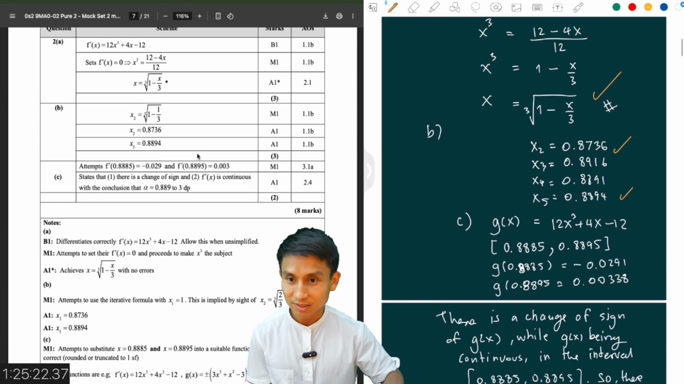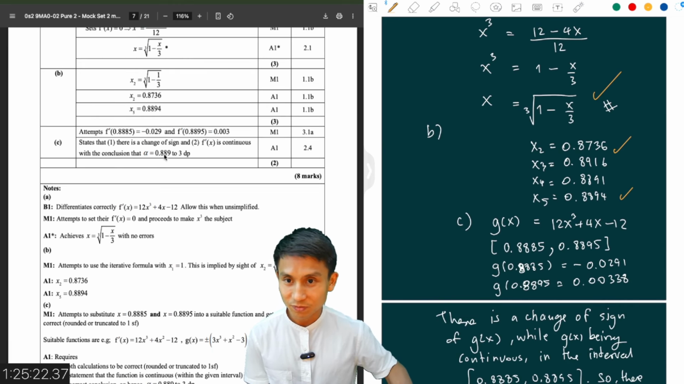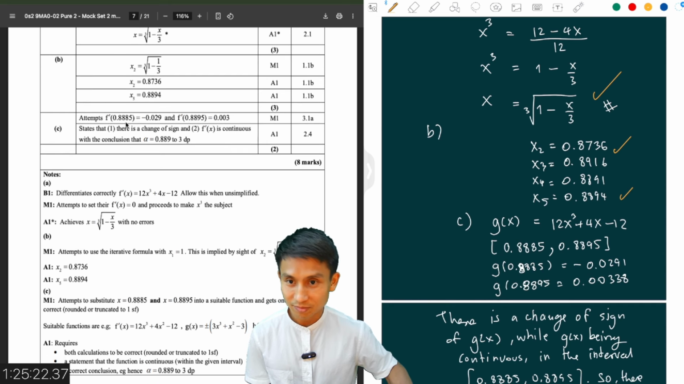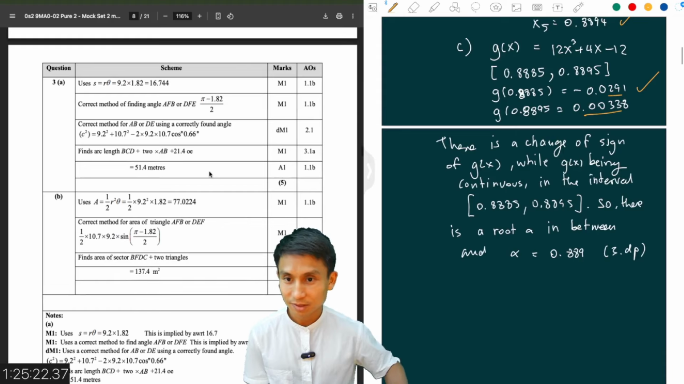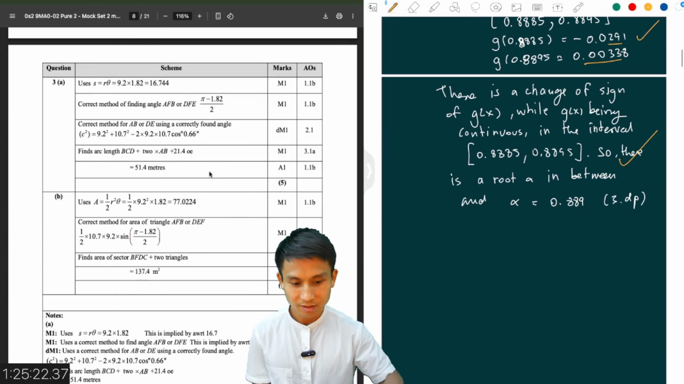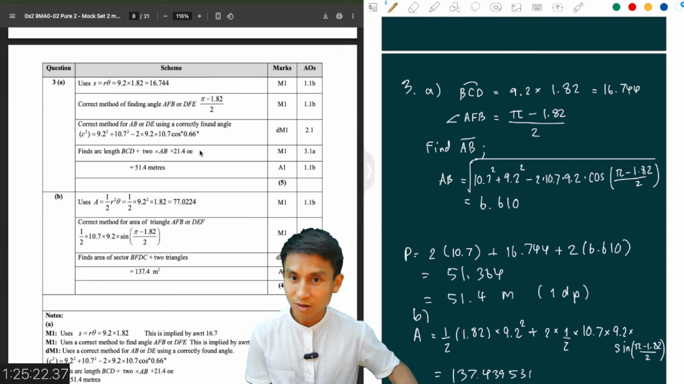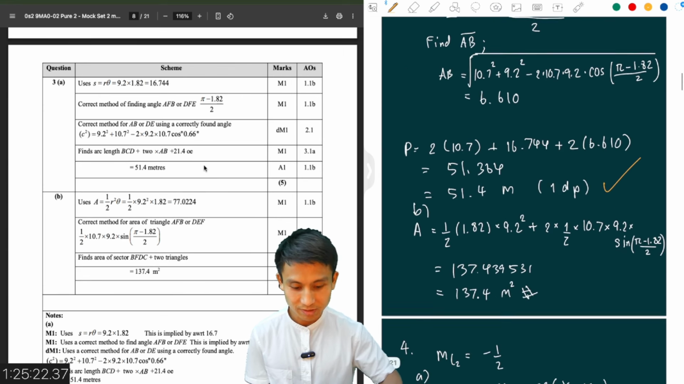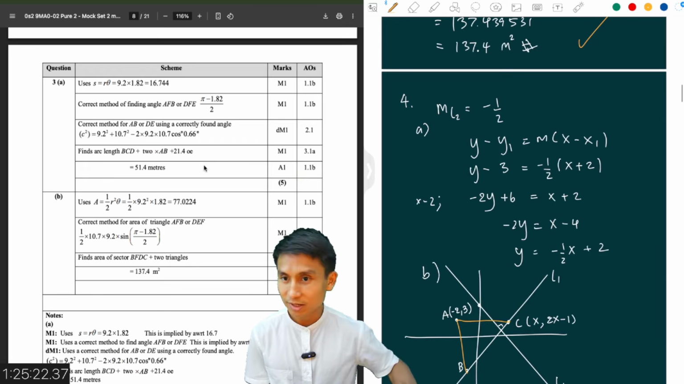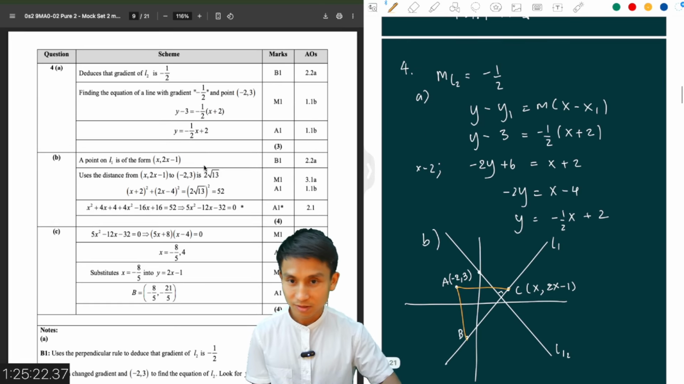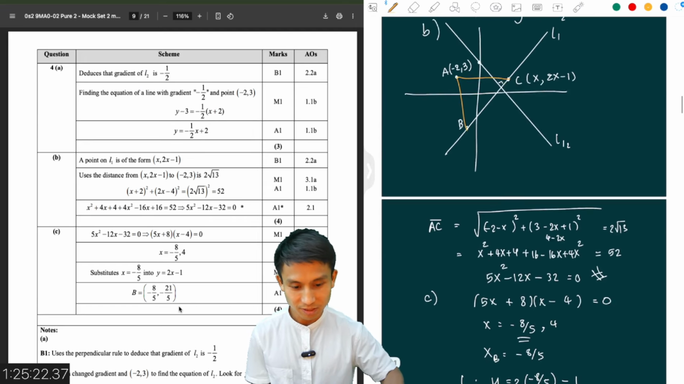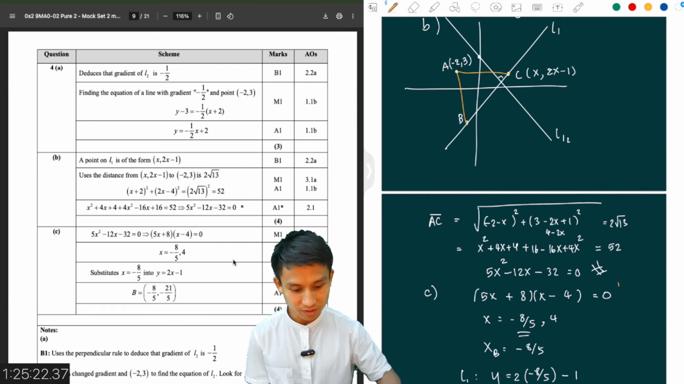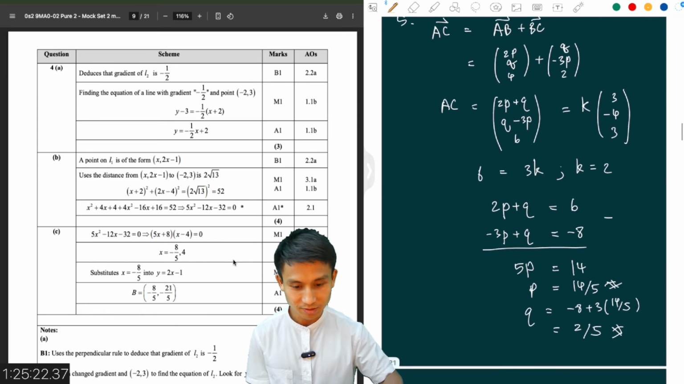8894, 8736, yes. Attempt that, and then we got 0.003 here, I think that's fine. Got it. Number 3, yes: 51.4 meters, 137.4 meters squared. Number 4, that. And then the coordinates. Oh, I've got to check B, sorry. B is just proving, so we got it fine. And this is just the coordinates. Number 5.